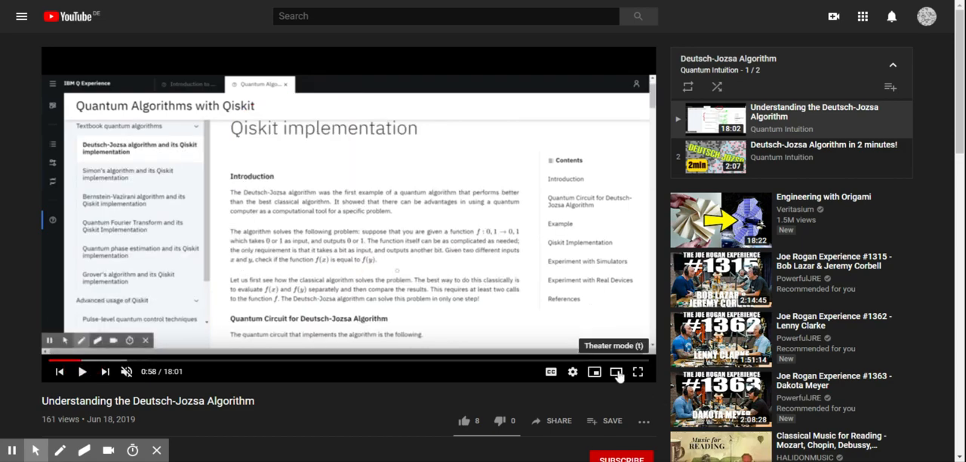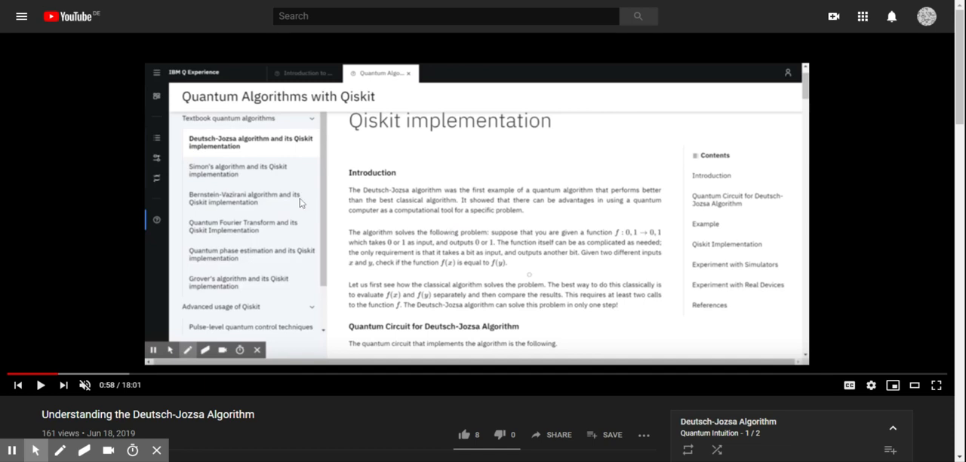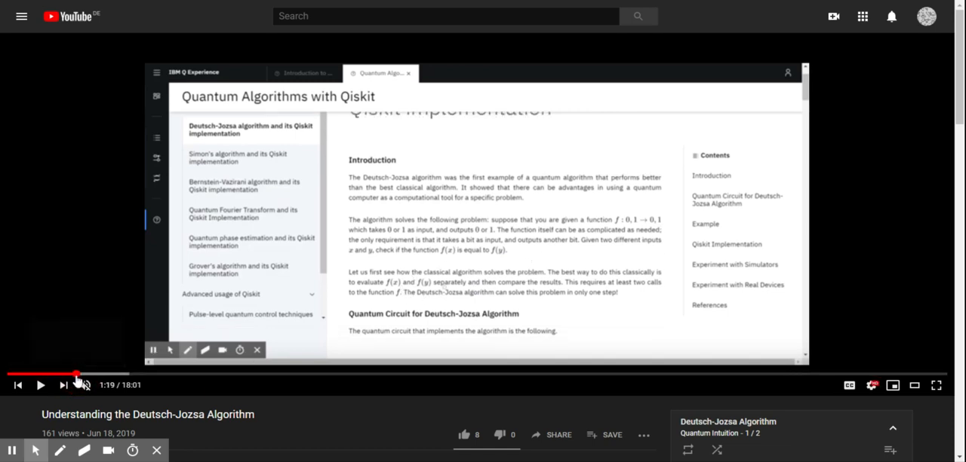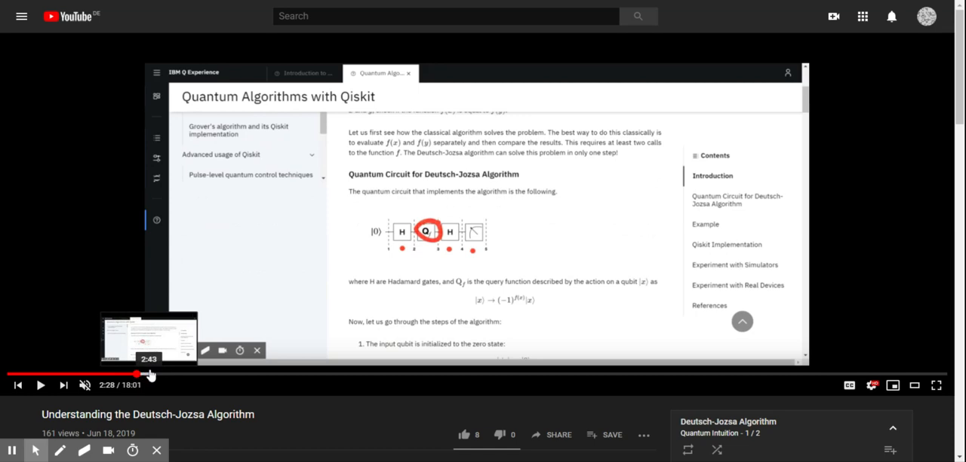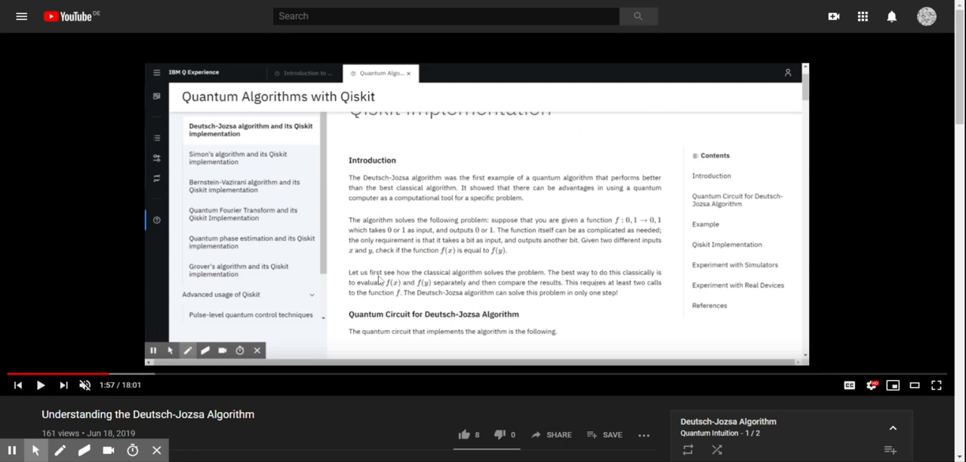The Deutsch-Jozsa algorithm was the first thing that kind of solves... suppose that you're given a function, it takes 0 or 1 as the input and outputs 0 or 1. The function itself can be as complex as needed. It takes a bit as input. Okay. Given two different inputs, x and y, checking the function f(x) is equal to f(y).